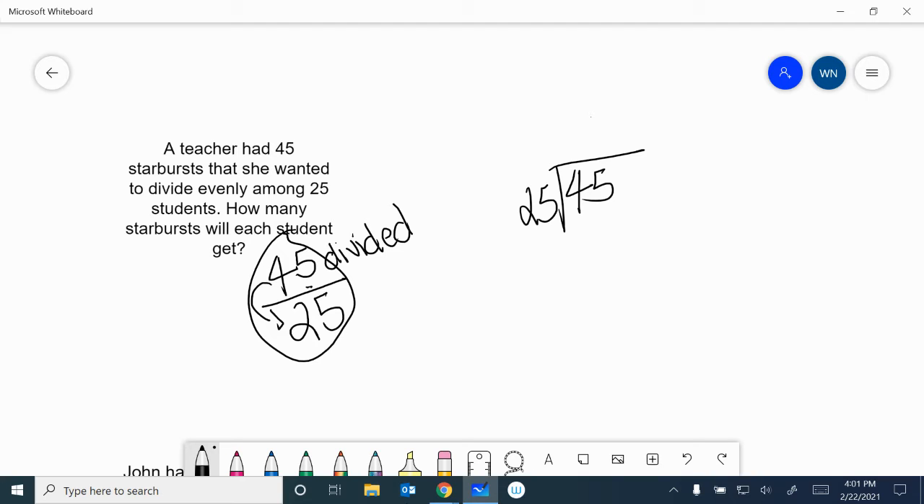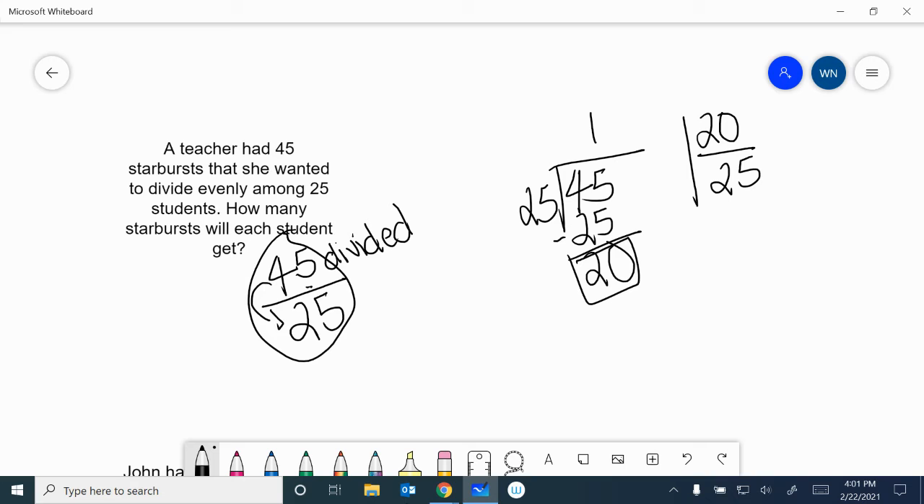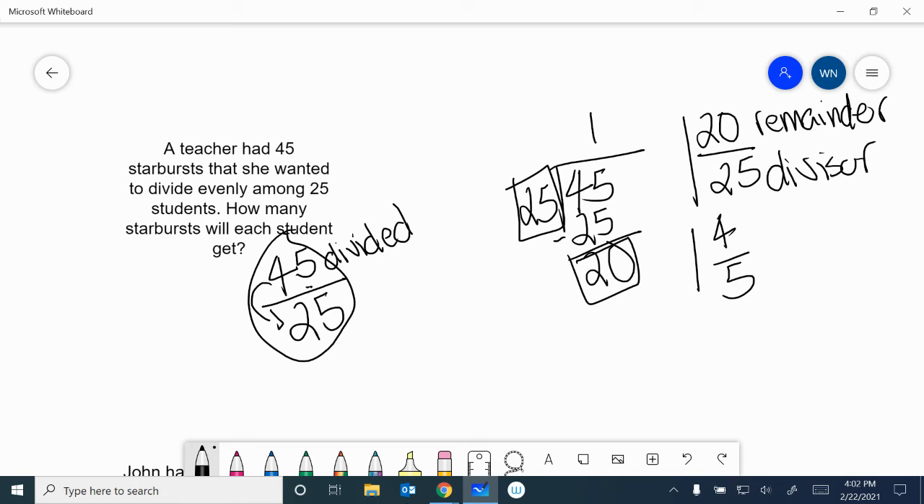We know that 25 can go into 45 one time. 1 times 25 is 25. Let's subtract. We're going to get 20. So I know that my answer is going to be 1, because that's the quotient, and 20 over 25. Remember, when you're making that fraction, you're going to put the remainder over the divisor. So you've got your remainder over divisor. And you know, we can simplify that by dividing by 5. So that would get me 1 4/5. So 45 over 25 equals 1 4/5.